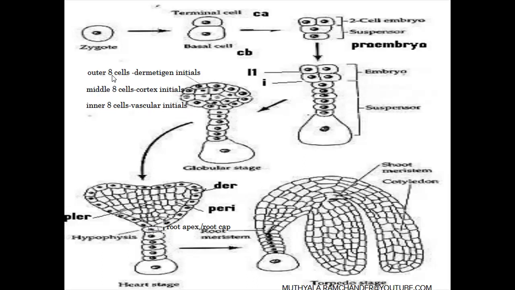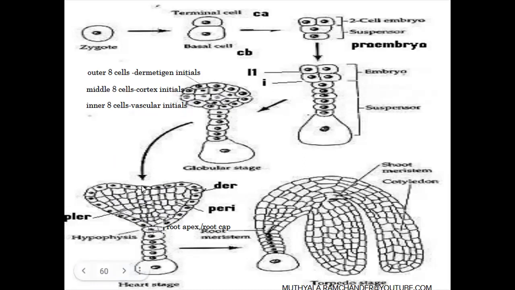See, these cells, the outer tier of 8 cells, are called dermatogen initial cells. The dermatogen initial cells participate in periclinal or mitotic divisions to form more cells in the dermatogen region. At the same time, the middle 8 cells are called cortex initial cells. The cortex initial cells also participate in periclinal divisions. They develop into a mass of cells. And the center or inner tier of 8 cells develop into vascular initials.